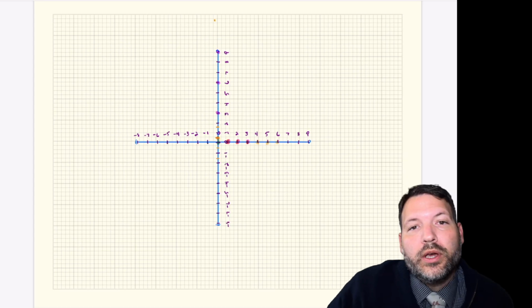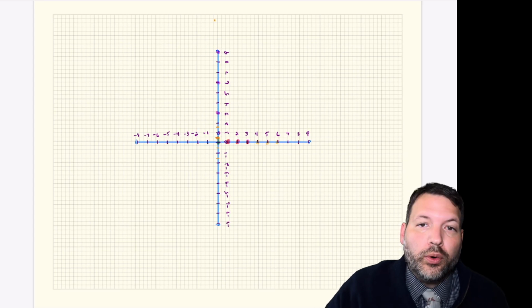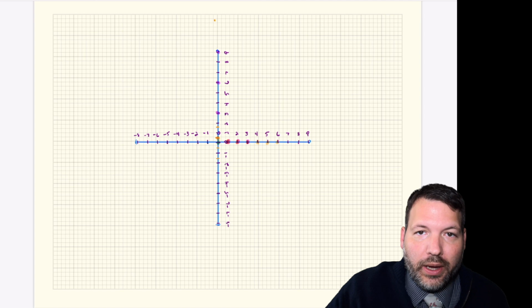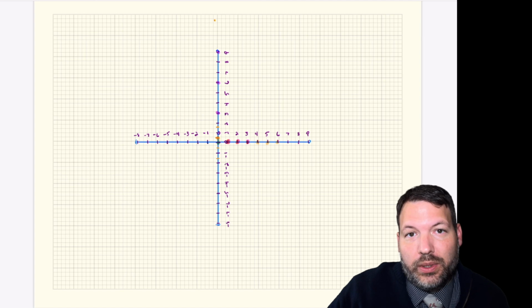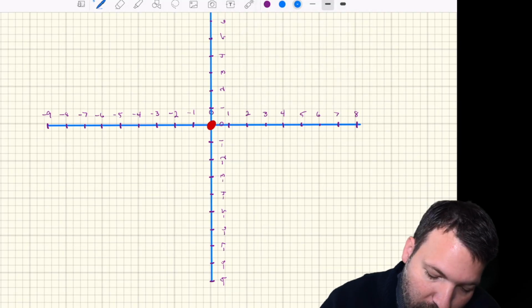And we end up with what we call the coordinate plane. The coordinate plane is nothing more than two number lines placed perpendicularly to each other and intersecting at a special point we call the origin. Usually we let that be 0, 0. And that's going to associate an input of 0 with an output of 0.